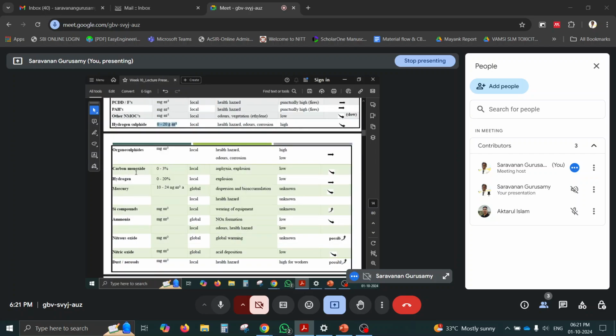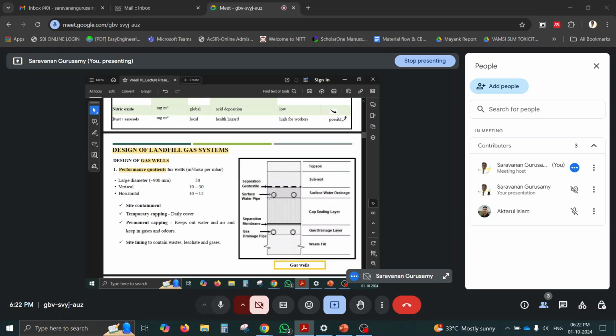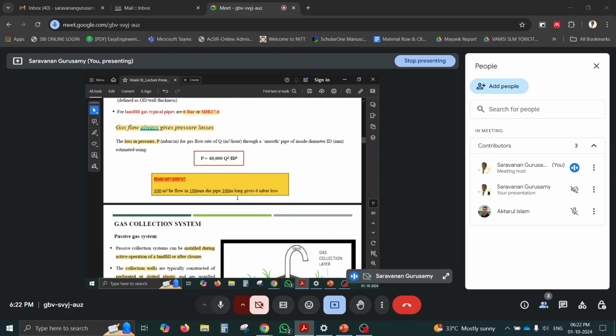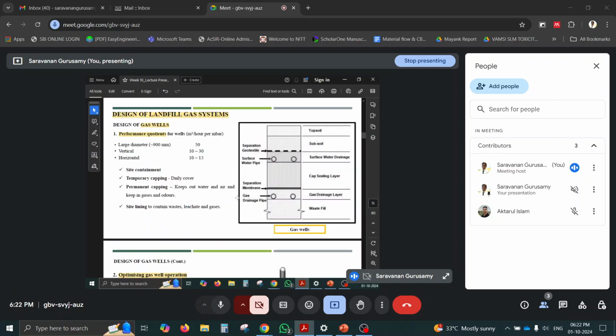And organosulfates, carbon monoxide, hydrogen, mercury, and silica compounds are the major impurities in the landfill gas, because the silica compounds will clog the pores. And then ammonia, nitrous oxide, nitric oxide, dust, and aerosol. You can see the movement pattern also, how it will move through the landfill solid wastes. Then the design of landfill gas systems. So we have lots of components like gas wells, tubes, and then pipe works, collection system. Everything we are going to discuss in the design part.